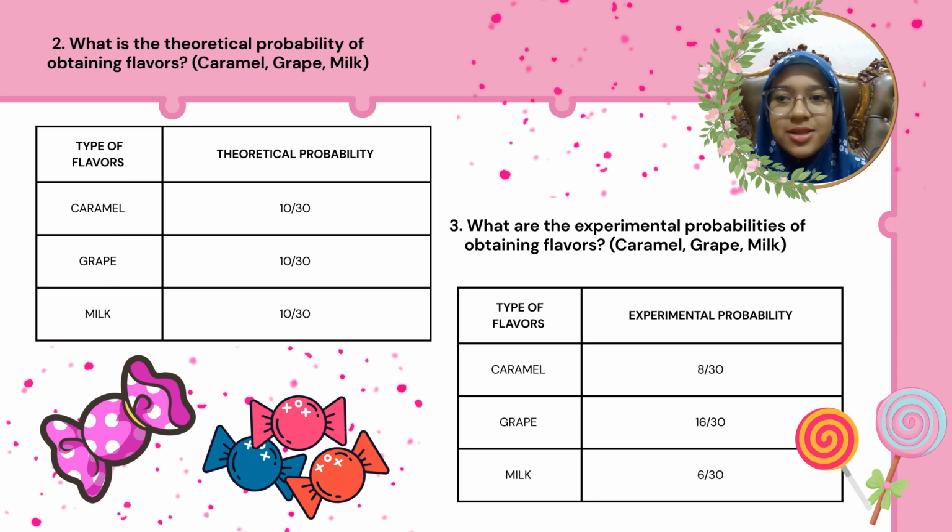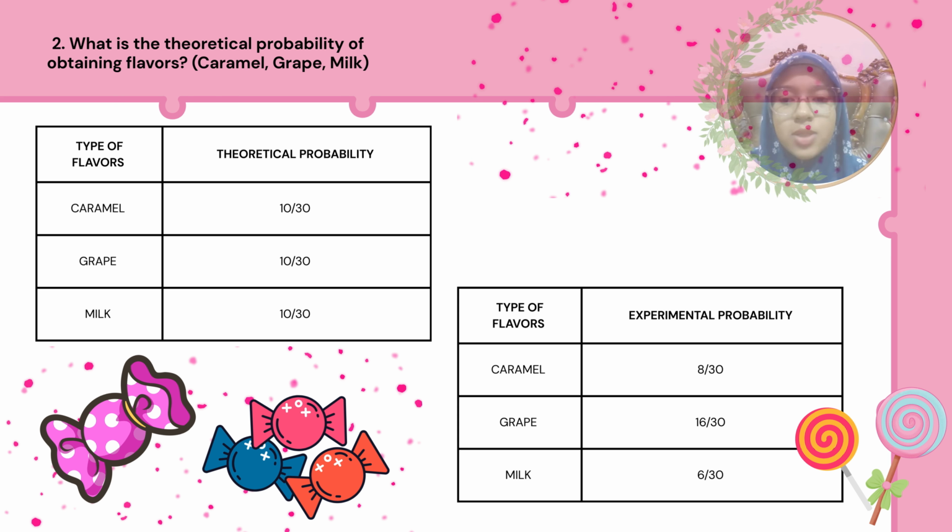Next, we will discuss the probability based on the result of the experiment. The theoretical probability for each flavor is the same because the number of each flavor is equal. So the theoretical probability for caramel, grape, and milk is 10/30. However, the experimental probability is different based on the result obtained. The experimental probability for caramel is 8/30, for grape is 16/30, and for milk is 6/30. So that's all the result we got from our experiment.